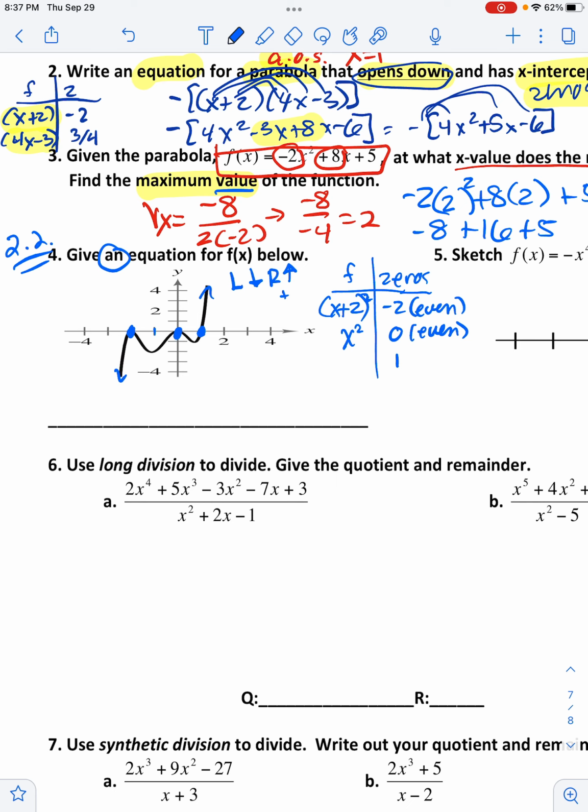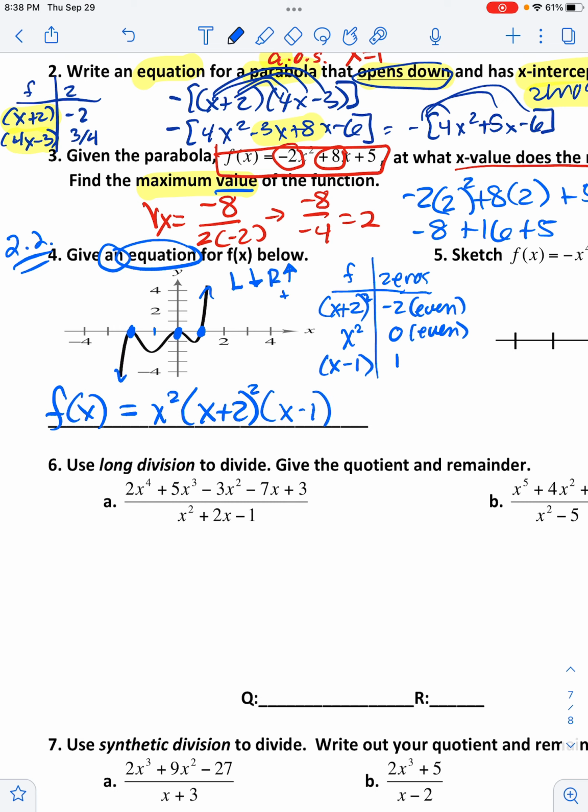And then what factor would go with this? I'm going with x minus 1, and it's not going to have any multiplicity, so it's not going to have a power. So I'm writing an equation. Equation requires an equal sign. I'm going to have an x squared, an x plus 2 quantity squared, and an x minus 1.